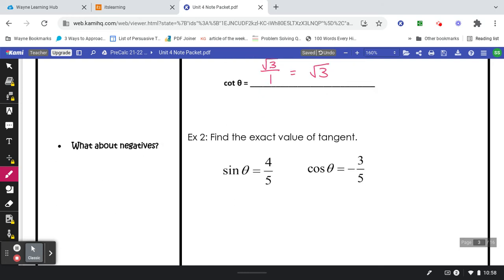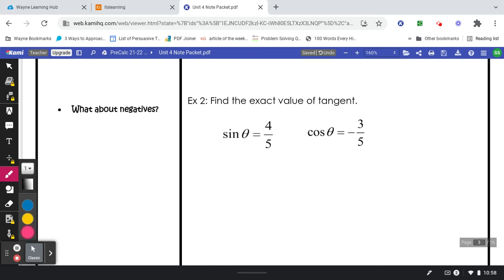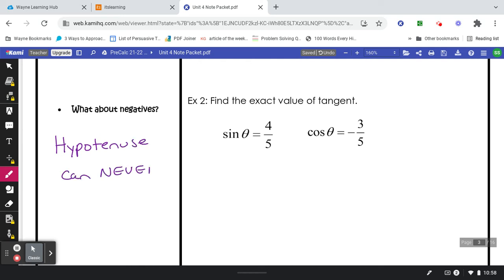All right, so for example number 2, what about if we have some negatives? This is the first time we are dealing with negatives when we have sine, cosine, and tangent. So the thing about the negatives is the hypotenuse can never be negative. Hypotenuse can never be negative. The adjacent and the opposite can both be negatives, but never the hypotenuse.